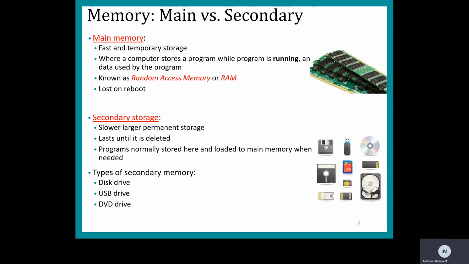And some examples are your hard drive, your USB drive, a DVD drive. These are all examples of secondary storage. Right now in the market, about 1 terabyte is a good size for your secondary storage.